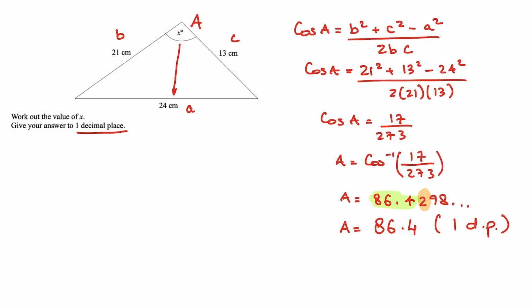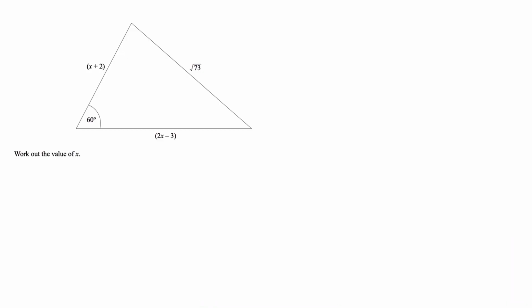Now let's have a look at a different question. Here we have a very high level question where we have a bit of algebra combined together with the cosine rule again. They're telling us to find the value of x. In this case, we've been given all three sides and the angle, but again, we don't know two of the sides as they involve x. So once again, we can use the cosine rule to find this.